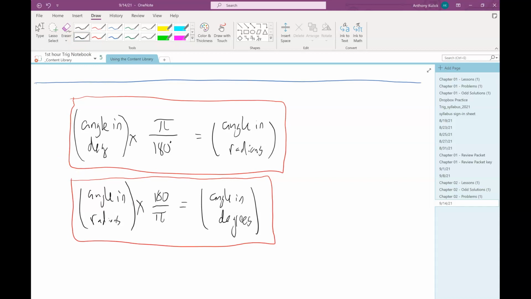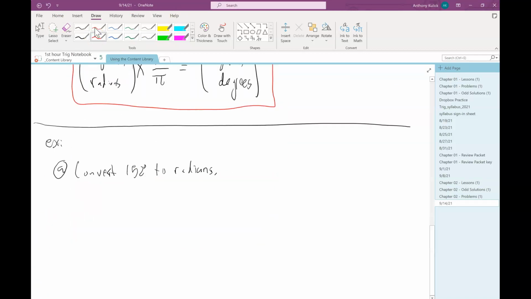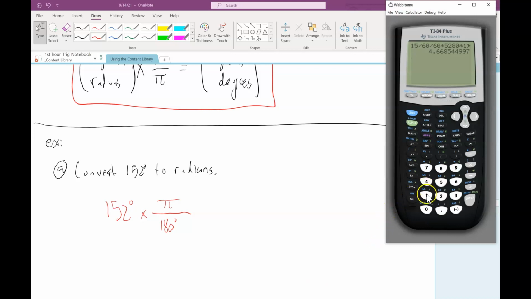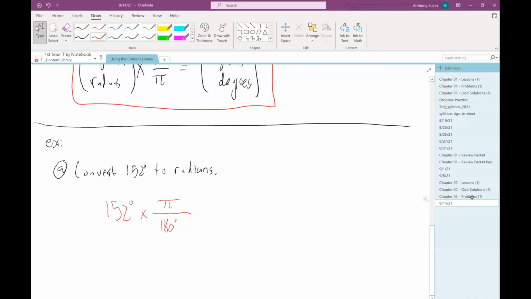Now let's practice that unit conversion here on a couple of examples. So our first example, we're going to convert 152 degrees to radians. So this is an angle in degrees. To convert it to an angle in radians, we need to multiply it by pi over 180. So one way I could do this is I could take my graphing calculator and do 152 times pi over 180, which gives me about 2.65 radians.